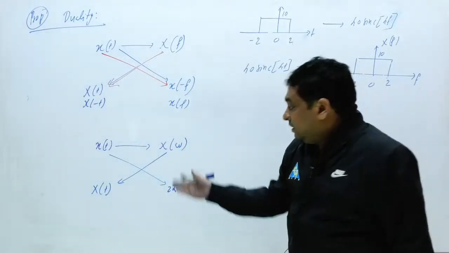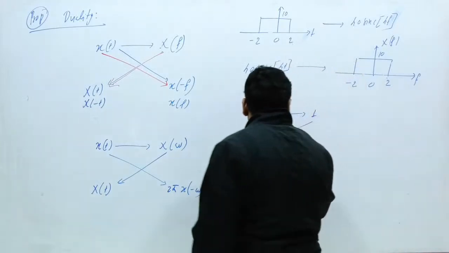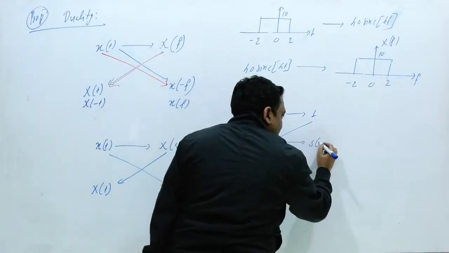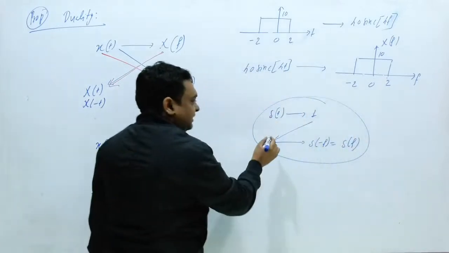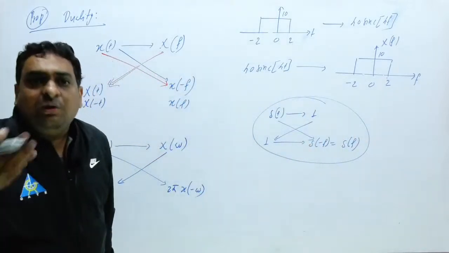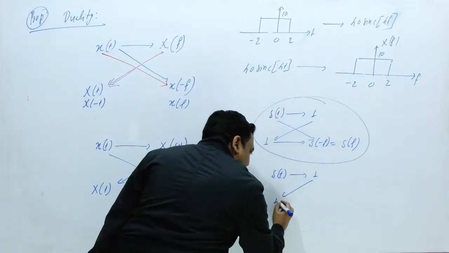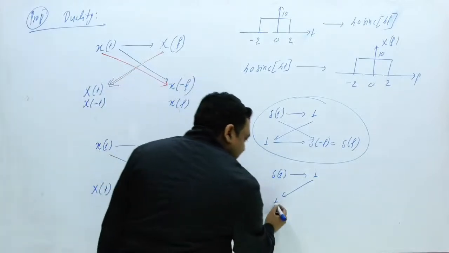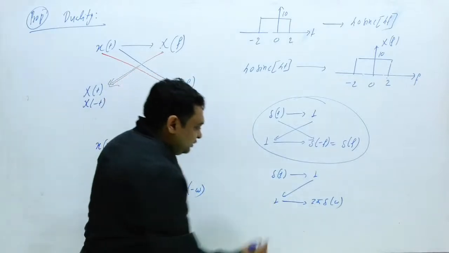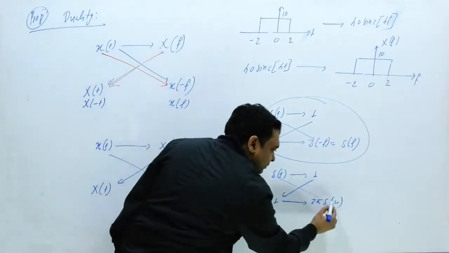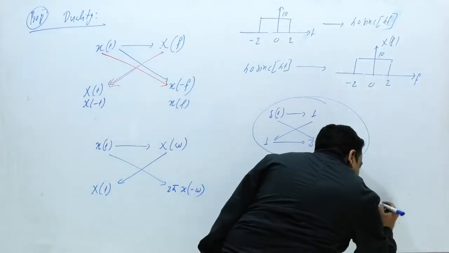How should you remember this? You should remember it like this. del(t) Fourier transform is 1, then 1 Fourier transform is del of minus f, and del of minus f is del of f. This is in the frequency domain. In the omega domain, del(t) Fourier transform is 1, and if you put 1 in the omega domain, you already know 1 Fourier transform is 2 pi del(omega). So you can put here, and this is multiplied with 2 pi. This is minus omega, and minus omega will be written as 2 pi del of omega.